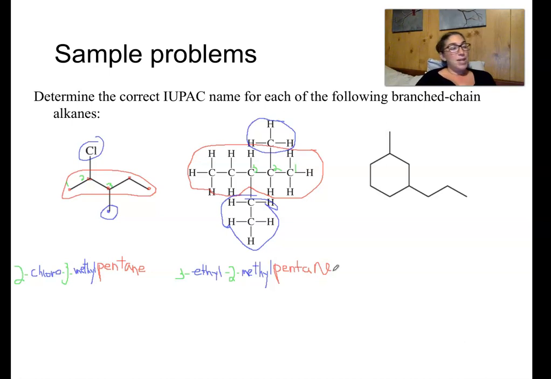And it's important, little things like putting it in alphabetical order is important, because if you didn't, 2-methyl-3-ethylpentane would be a different name. And if you were Google searching for stuff about that molecule, you would think it was a different molecule. So it's really important that IUPAC rules are followed so that everyone's calling a molecule by the same name.